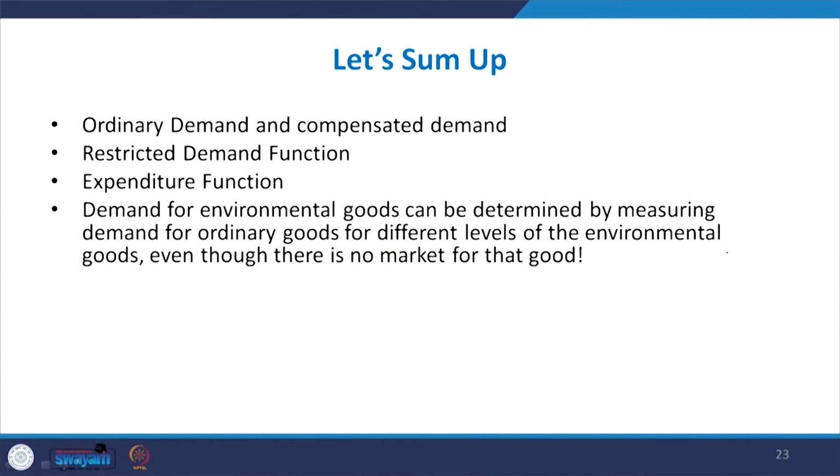So, demand for environmental goods can be determined by measuring the demand for ordinary goods for different levels of environmental goods, even though there is no market for those goods. So, this is the conclusion: demand for environmental goods can be determined by measuring the demand for ordinary or conventional products for different levels of environmental goods, even though there is no market for environmental goods.